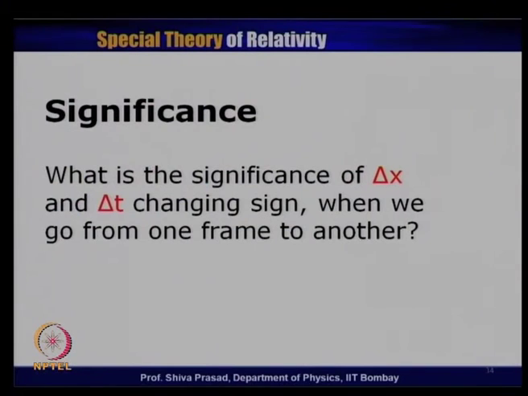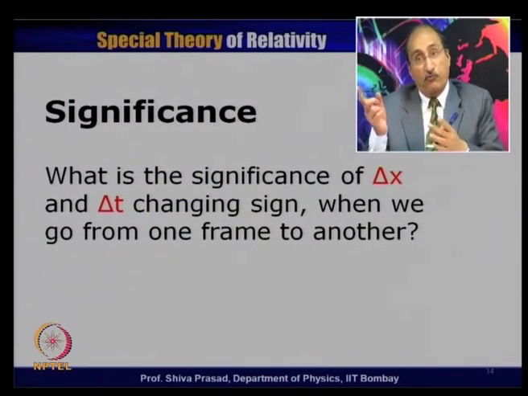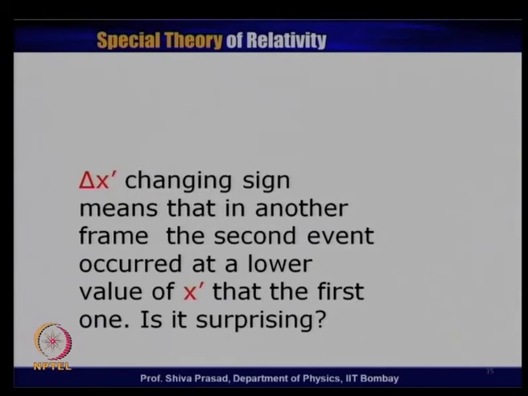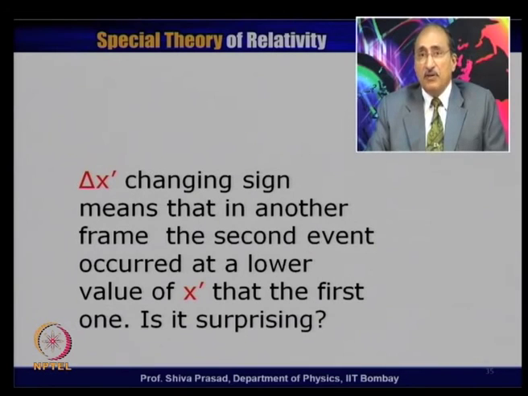Now, we have talked about the signs changing. What does that mean? What is the physical significance of that? So, let us come back to the physical significance of what is meant by delta x prime and delta t prime changing sign, becoming negative. What is the significance of delta x and delta t changing sign when we go from one frame to another frame? Let us first look at delta x. Delta x prime becoming negative in another frame essentially means that the second event occurred at a value of x which is smaller than the first one.